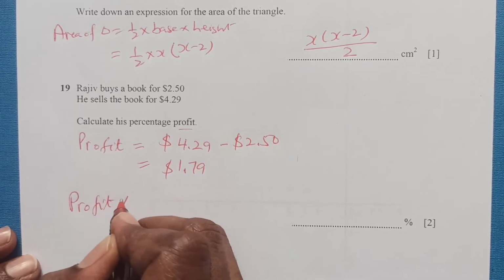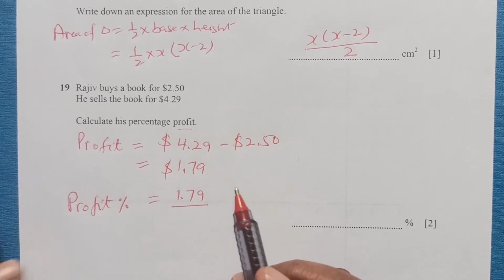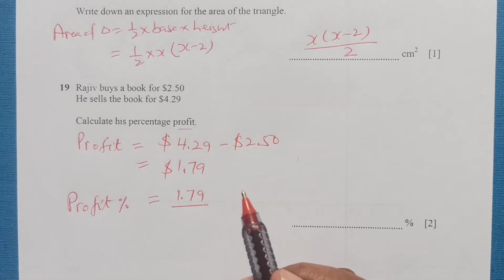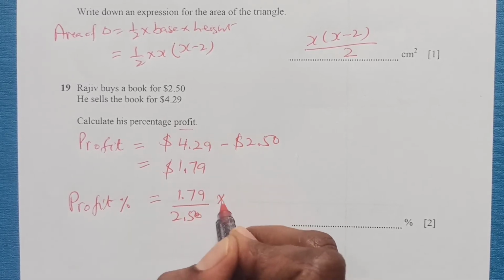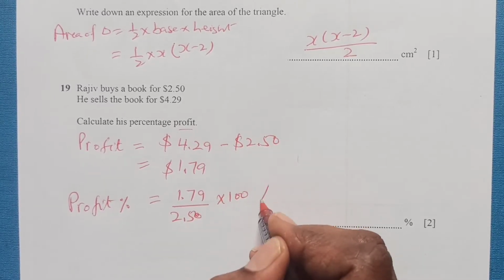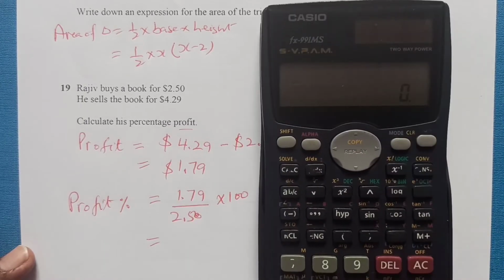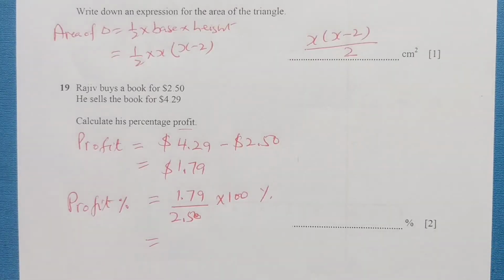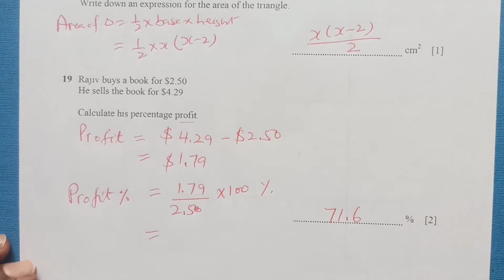So profit percentage is 1.79 from the original price. The original price was 2.50 times 100. So that will be the profit percentage. So when we calculate this, let's see, it is 1.79 times 100 divided by 2.50. So it is 71.6. So 71.6% is the profit percentage.